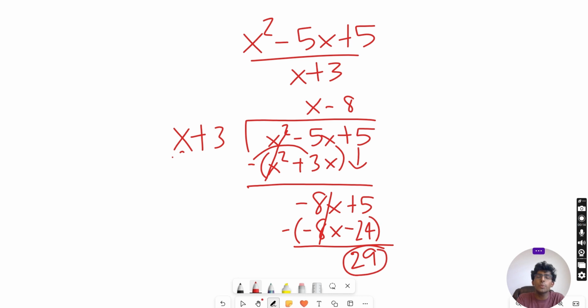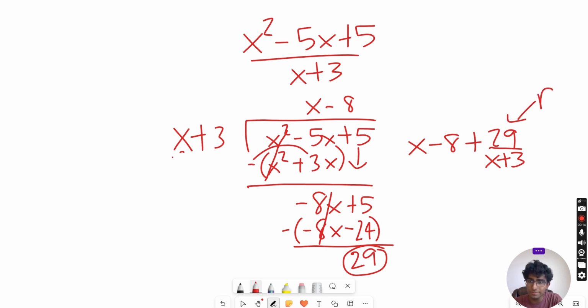We're not going to do it again because 29 divided by x would not work. So x minus 8 is our quotient, and then plus 29 is our remainder, but we're dividing it over x plus 3 because, right, that's why we stopped, because this isn't something that can be simplified. So this is our remainder. And this is our quotient. So that's how you would do polynomial long division.